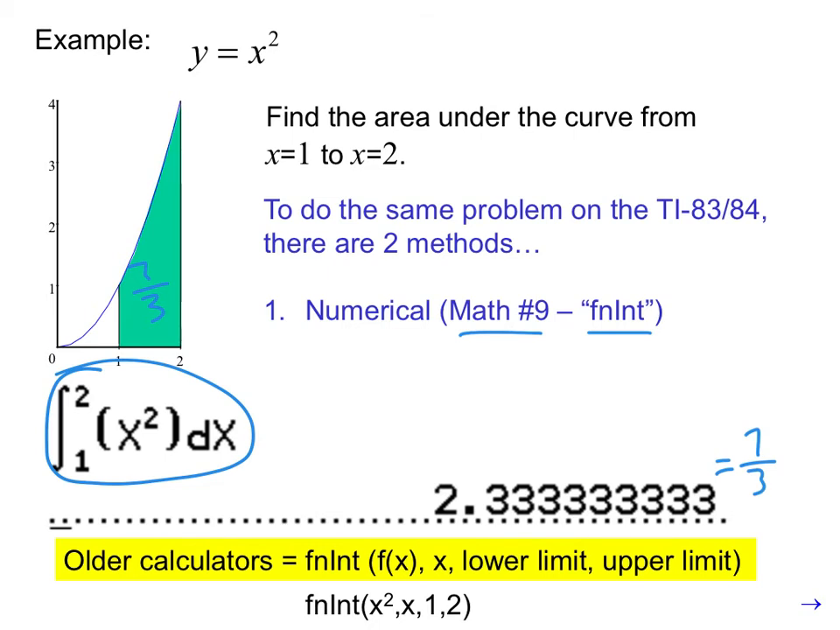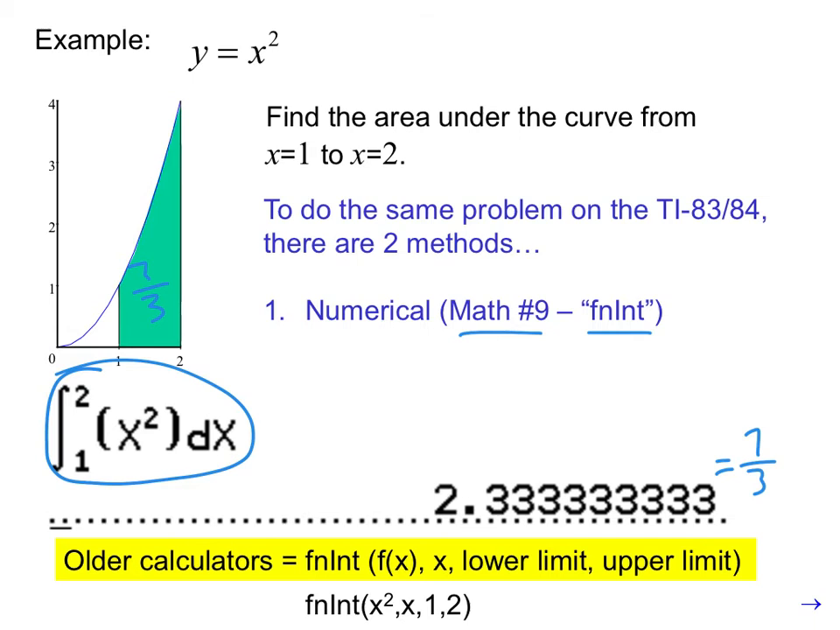Older calculators will bring up FNINT, and then you have to put in 4 inputs separated by commas, the commas above the 7 button. You put in the function, comma, x, which represents the variable of integration, the lower limit first, which is going to be 1 in this case, and then the upper limit, which is 2. Hit enter on that, and it'll give you 7/3.